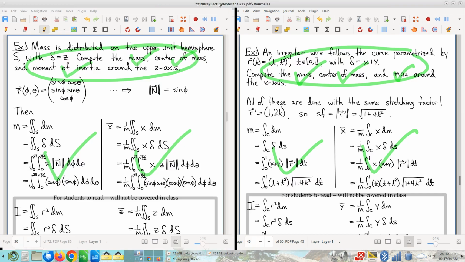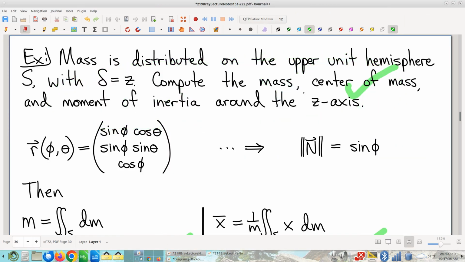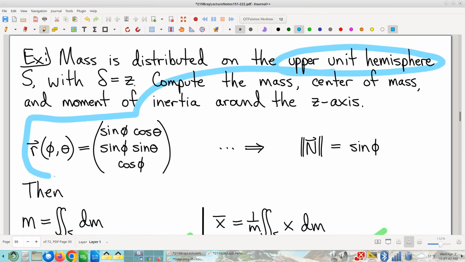Okay, so here we go. Let's get that stretching factor computed. We are starting with the upper unit hemisphere. This is a fabulous way to parameterize any part of a sphere, really. We are going to have to think in a bit about what are the corresponding values of phi and theta? They give us specifically not the whole sphere, just the upper hemisphere. Right, and we'll get to that in a bit.